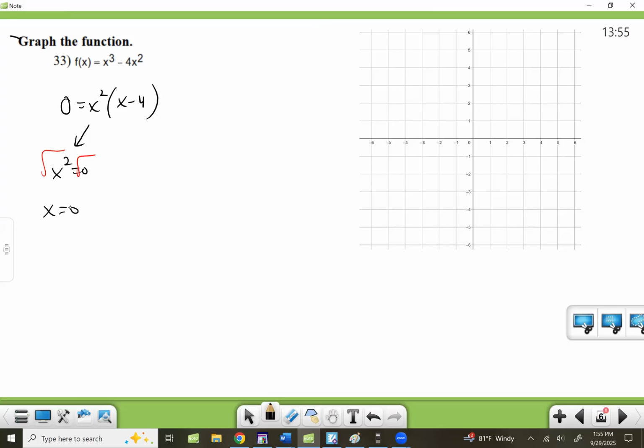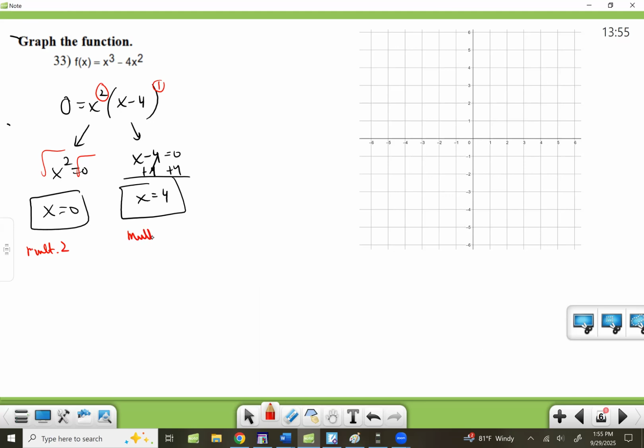So moral of the story, you guys, if you have x to the 5th, you don't have to set x to the 5th equal to 0, just set the x equal to 0. If the base is 0, then no matter how many times you raise it to a power, it's still 0. All right, and now we're going to set x minus 4 equal to 0. Let's add the 4 to both sides. So we get x equals 4. Now, there's a difference in multiplicity on this one. Look at this. We have a 2 here and a 1 here. So this one is going to be multiplicity 2. This one is going to be multiplicity 1.